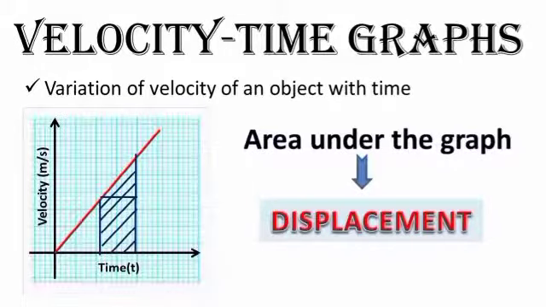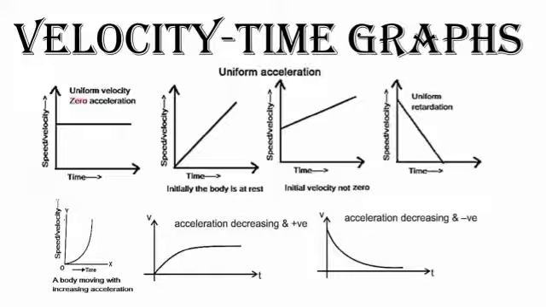Let's interpret some of these velocity time graphs shown here. The first one is a graph for an object moving with constant speed or uniform velocity with zero acceleration. Such a graph is a line parallel to x-axis. For a uniform acceleration or uniformly accelerated motion, the graph is a straight line either starting from the origin if initially the body is at rest, or starting from any point in the y-axis if the initial velocity is not zero. For uniform retardation, the graph starts from the y-axis and ends in x-axis.